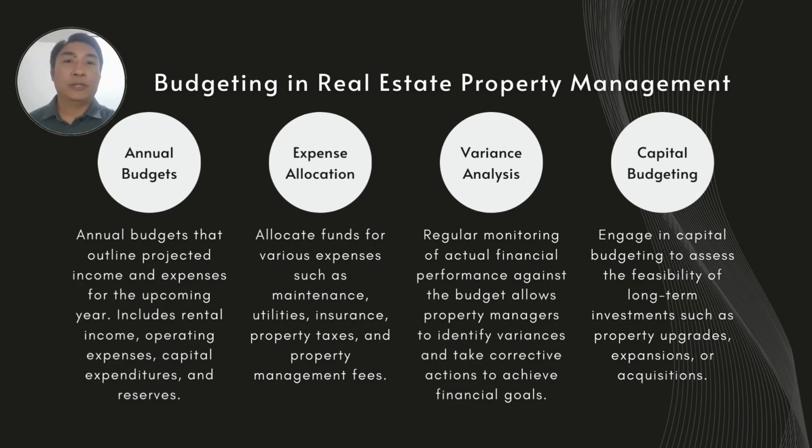On expense allocation, budgets allocate funds for various expenses such as maintenance, utilities, insurance, property taxes, and property management fees. Let's say the variance analysis. Regular monitoring of actual financial performance against the budget allows property managers to identify variances and take corrective actions to achieve financial goals.